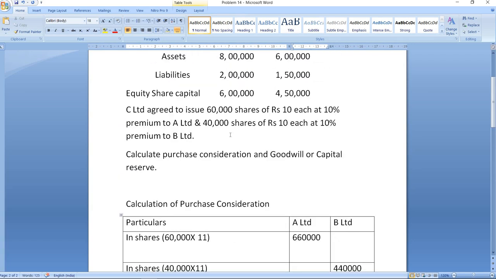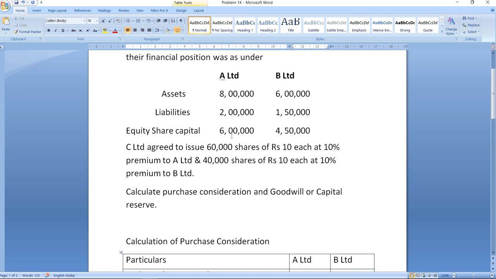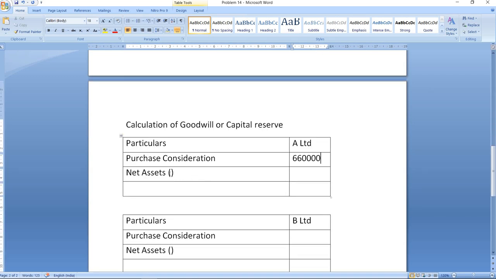How to calculate net assets? You have to take the assets, from that you have to minus the liabilities. So the assets are 8 lakhs for A Limited and liabilities are 2 lakhs. So net assets we can calculate here within the bracket 8 lakhs minus 2 lakhs. That will give us net assets which are 6 lakhs. Okay, so the difference is 60,000.